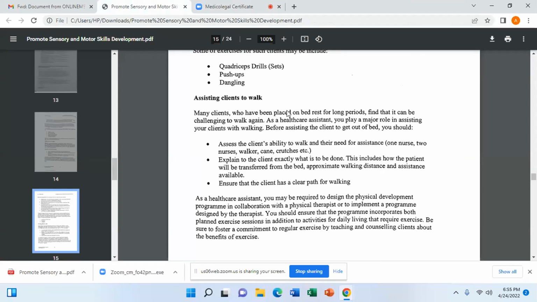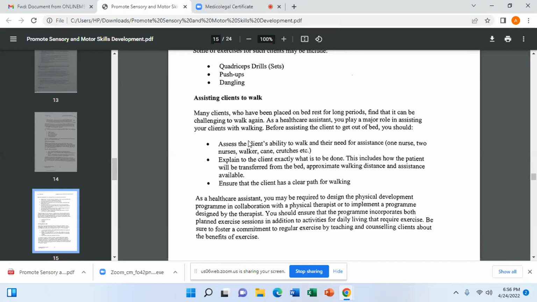So, assisting the person to walk. You have to be very careful when you're doing this. Many clients who have been placed on bed rest for prolonged periods find it difficult to walk, and it is your responsibility to assist them to walk, unless they don't have any legs or they have severe problems with walking, then you shouldn't do that.